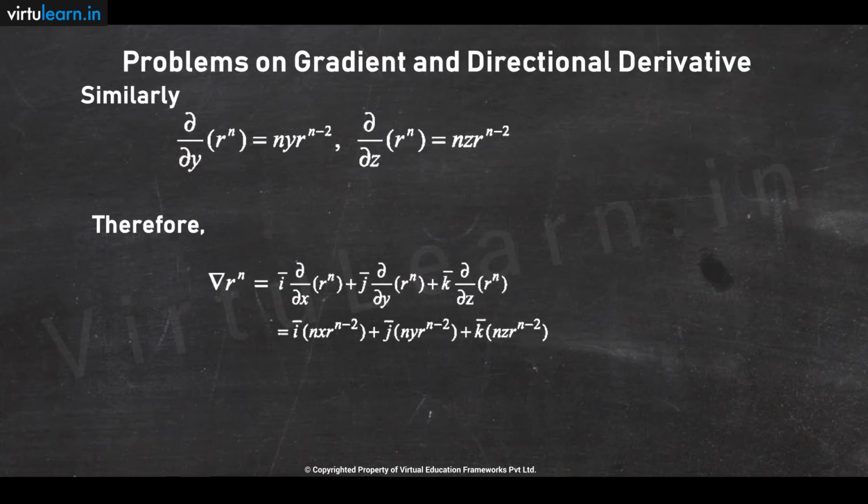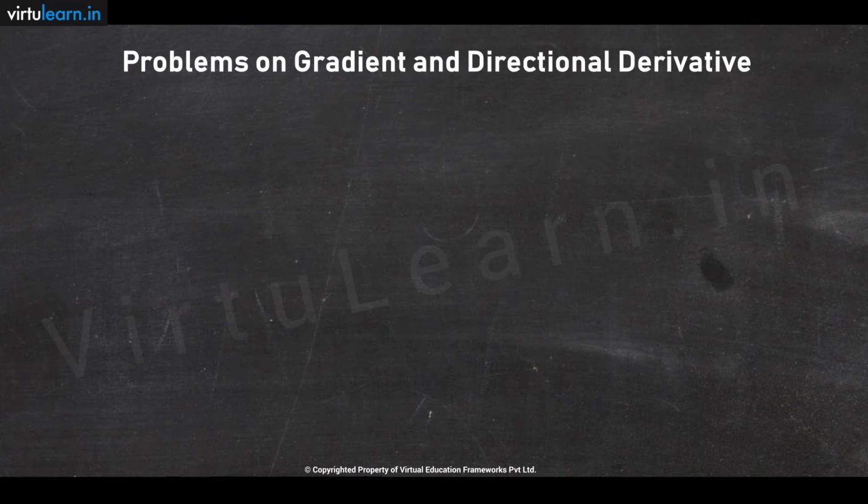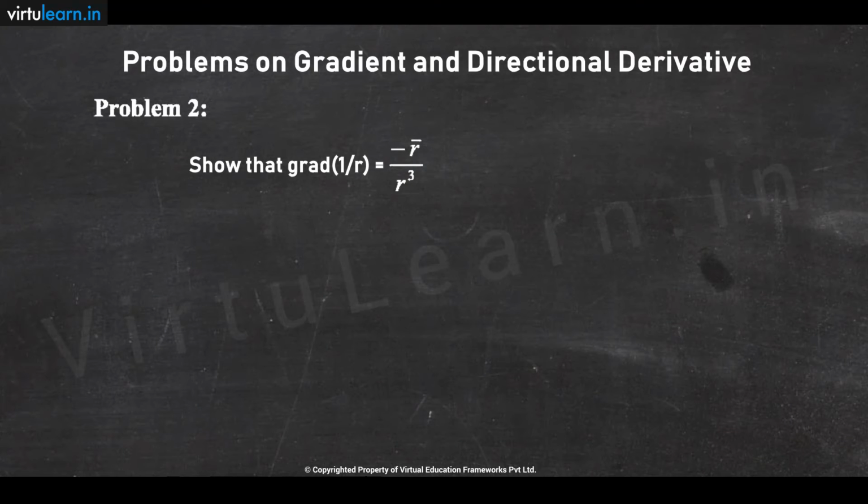Or taking certain quantities common, you can observe it as n r to the power of n minus 2 r bar. Next, let us consider another simple problem, that is, what is the gradient of 1 by r? Actually, substituting n equal to minus 1 in the previous problem, you can get it as minus r bar by r cube. Let's work out the same from fundamentals.